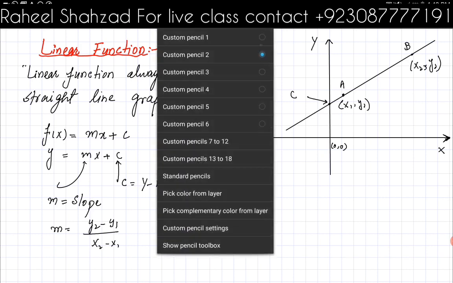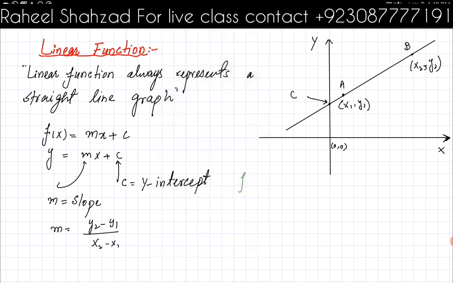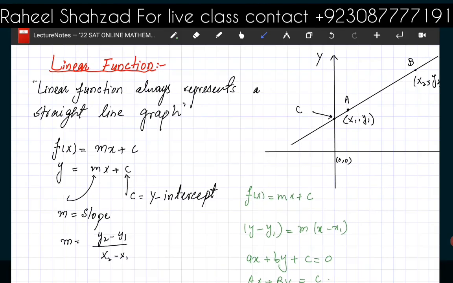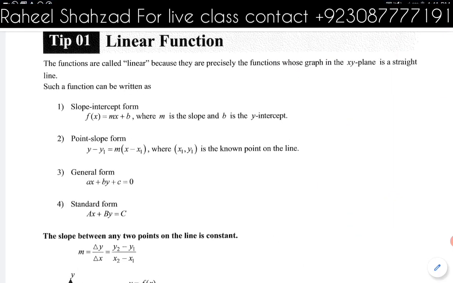Now as far as their different formats are concerned, we have f of x is equal to ax plus b, or sometimes we write it as mx plus c. The second format is y minus y1 is equal to m into x minus x1. The third is ax plus by plus c is equal to 0, or ax plus by equals c. These all are the formats that are used for linear functions. Now, let's solve these questions.